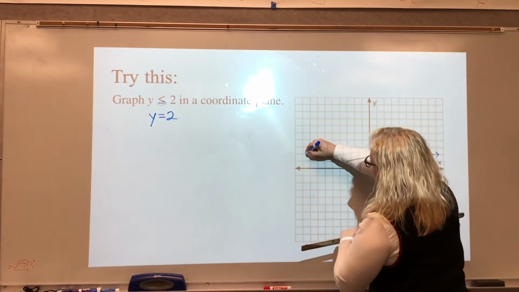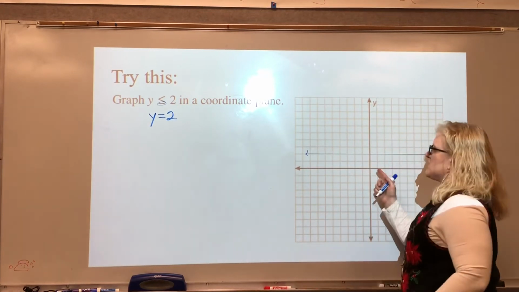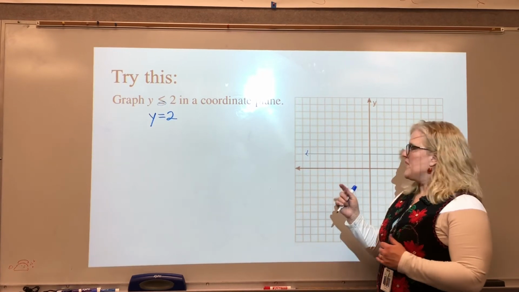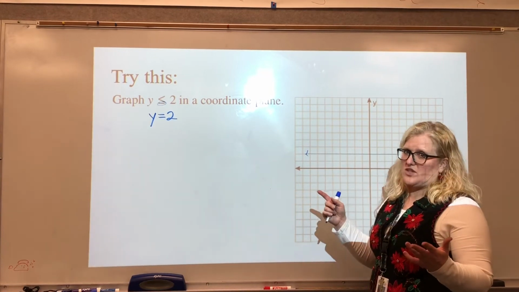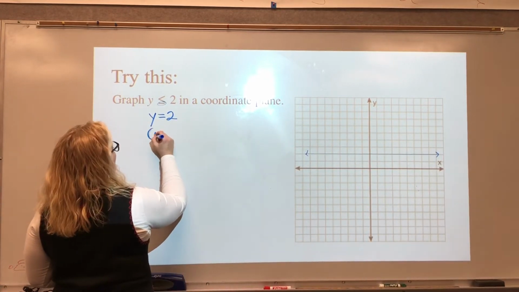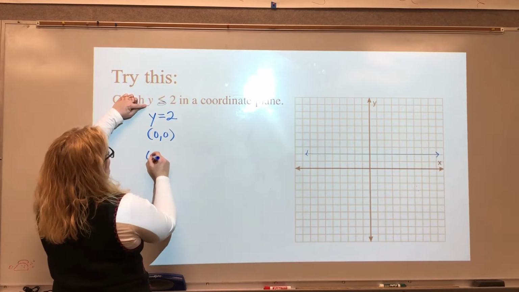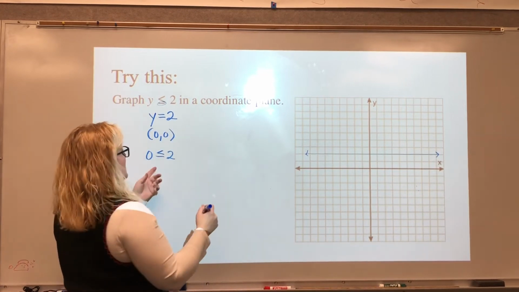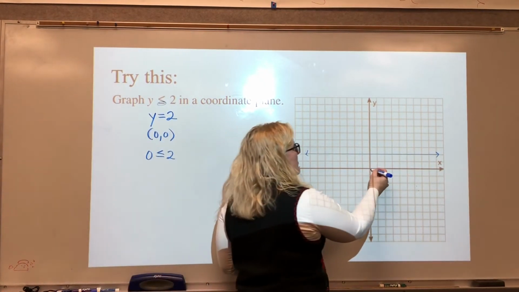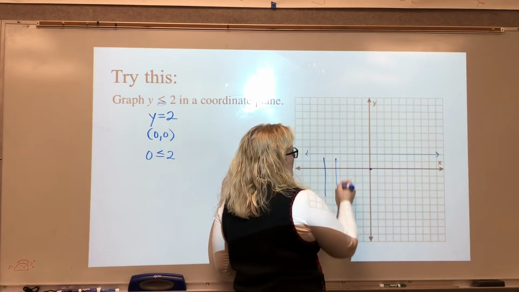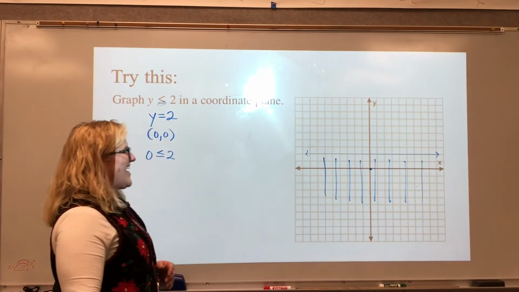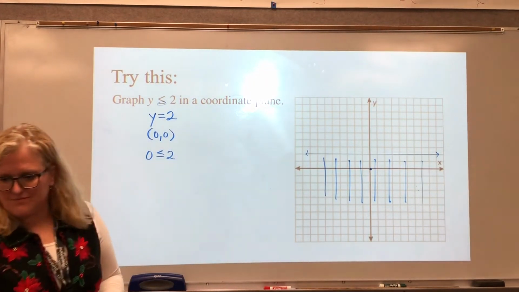like that. And I'm going to test a point. If the line is going through 0, 0, you can't use 0, 0. But if it isn't, I always use 0, 0, because it's just easier to do. So I'm going to plug in 0, 0, which is just 0 less than or equal to 2. Is 0 less than or equal to 2? Yes. So that means that this point is in the section that gets shaded. Just like that.